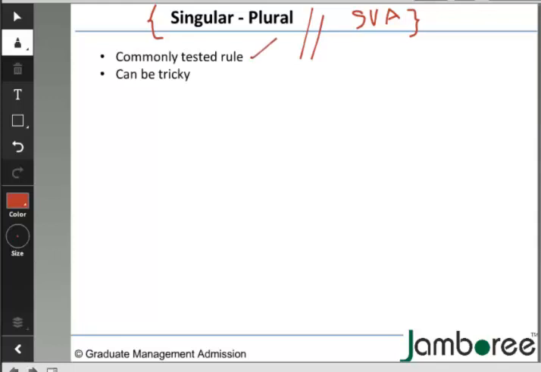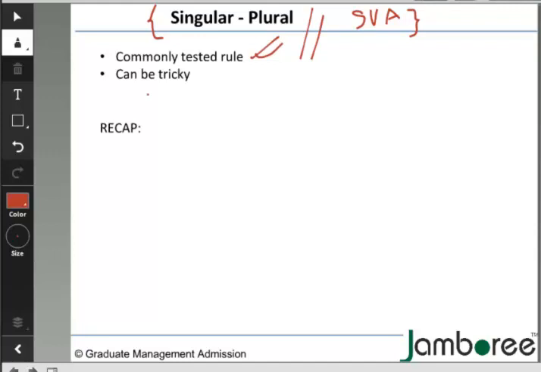It is also a commonly tested rule. As I told you, the most commonly tested is parallel construction, but singular plural is also quite tested. Unlike parallel construction, where we did lots of questions last session and you can get to the correct answer purely through the rules of parallel construction, singular plural usually comes combined with some other rule. You will not find a lot of questions where you can get to the correct answer purely by applying the rule of singular plural. The lower difficulty questions maybe, but in the higher difficulty questions, singular plural always comes combined with some other rule.